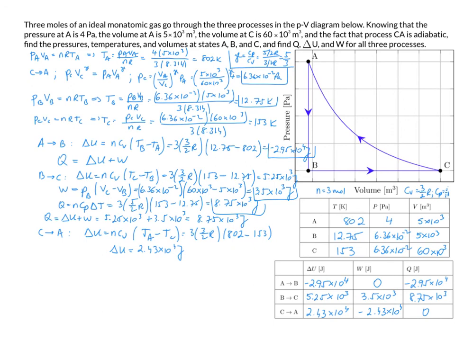Now one more check that I can do. I know that for an entire cycle, the change in internal energy has to be 0, because we're basically going from UA to UB to UC back to UA. So UA minus UA has to be 0. So if I add UAB plus UBC plus UCA, then I do indeed get 0. So that means that my calculations are most likely correct.